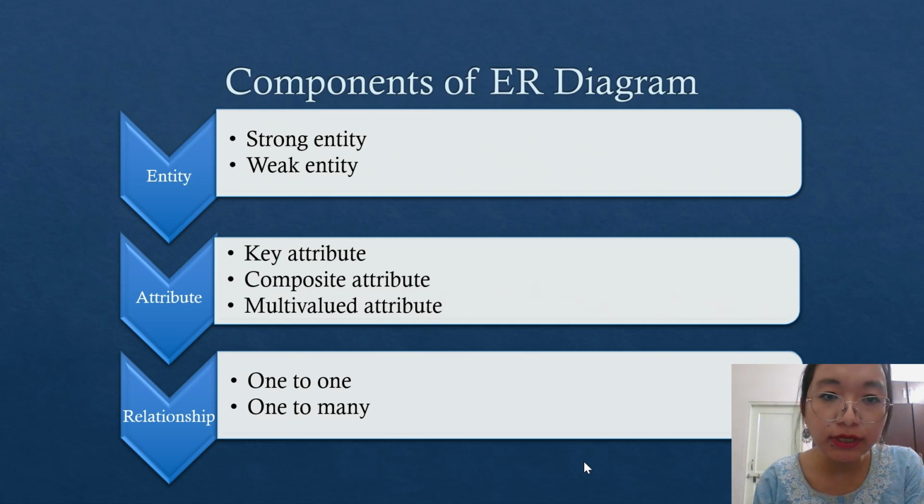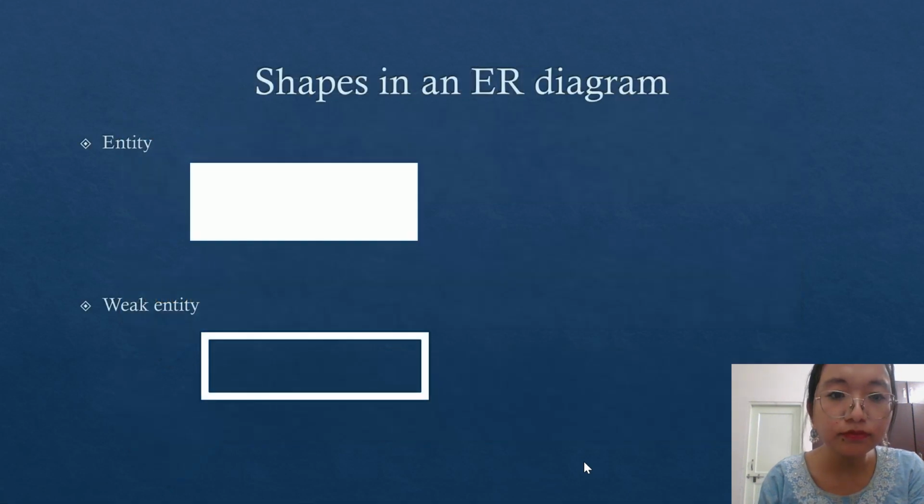A composite attribute can be his address, that is the house number, the street name, and the pin code. Since the address is composed of multiple attributes, it is known as a composite attribute. And if the student has two or more phone numbers, then it is known as a multi-valued attribute. Now, every entity is related to any other entity using a relationship. It can be one to one, one to many, many to one, or many to many.